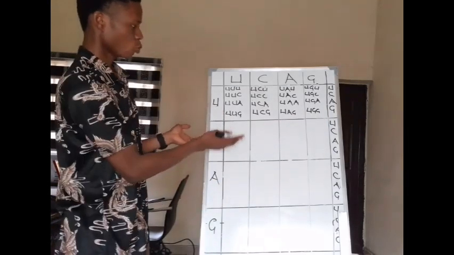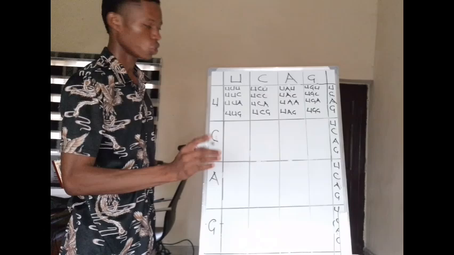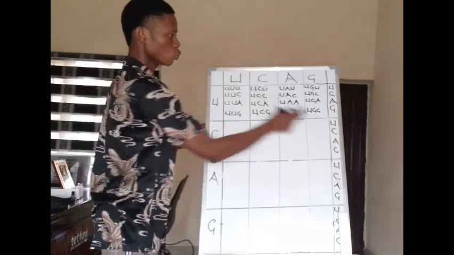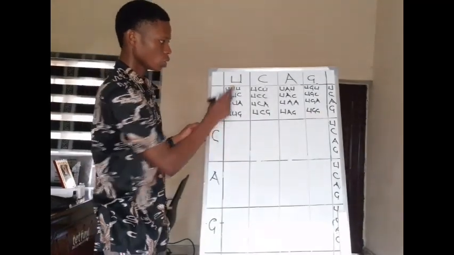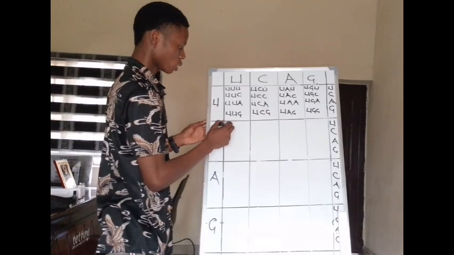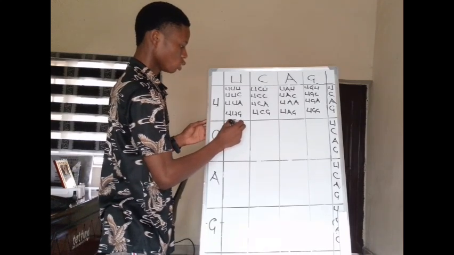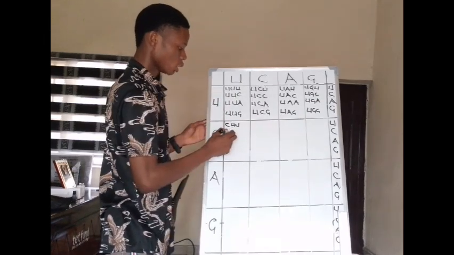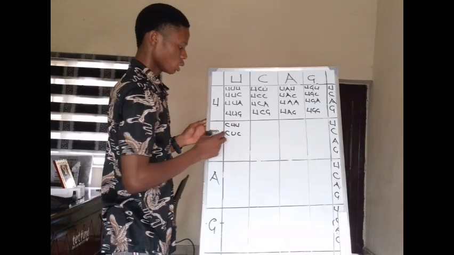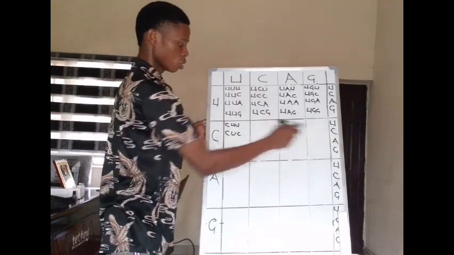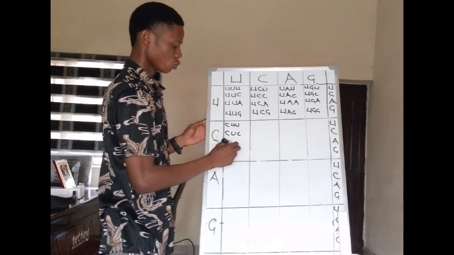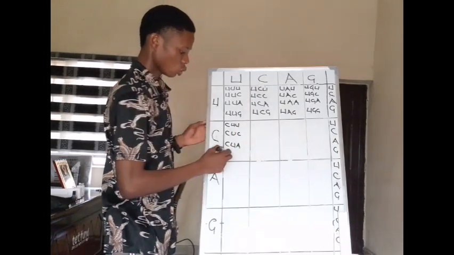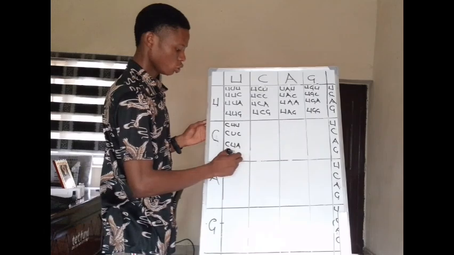Good. So we move on to this. Same principle, nothing is changing. Our first letter is C. So C, U, U. Are you seeing it now? C, U, U. Next, C, U, C. Next, C, U, A. Next is C, U, G.